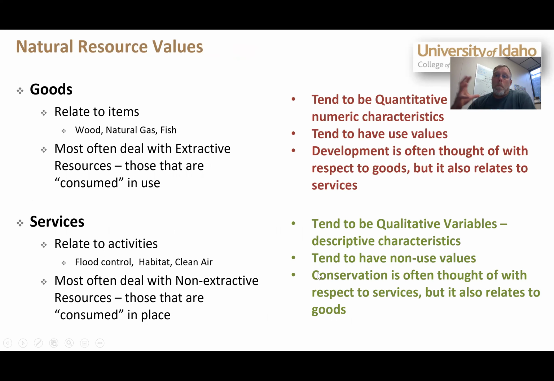Okay, so some basic definitions here: goods versus services. So goods tend to relate to things that are items. So wood, gas, fish, they tend to be extractive and things that are consumed when you use them. Services tend to relate to activities, things like flood control, habitat, clean air here. They tend to be non-extractive, or they're consumed in place. They are out there in place. So goods we tend to use, services are things that are typically used in place.